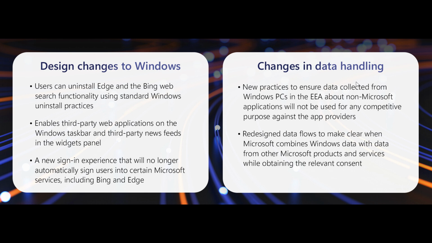And then we can see changes in data handling. Just to mention these quickly, the first one under this section, data collected about the functioning of non-Microsoft apps from Windows PCs will not be used for competitive purposes. And then the last one here, Microsoft, they say, will need user consent before combining data from the OS and other sources. So just take note of that. So there we've got a couple of key compliance changes taking place now. And those are the changes to Windows for DMA compliance. We've just mentioned five in total, and those are the key highlights.